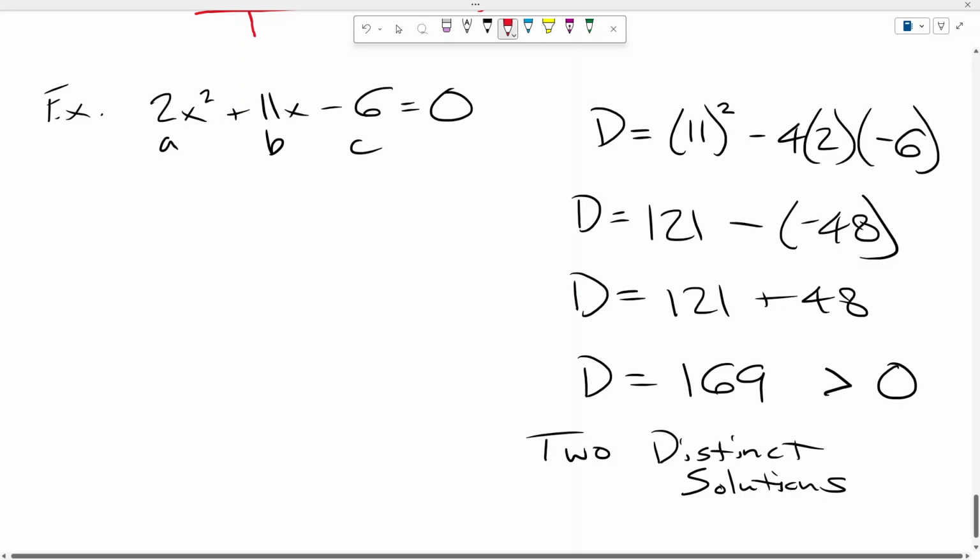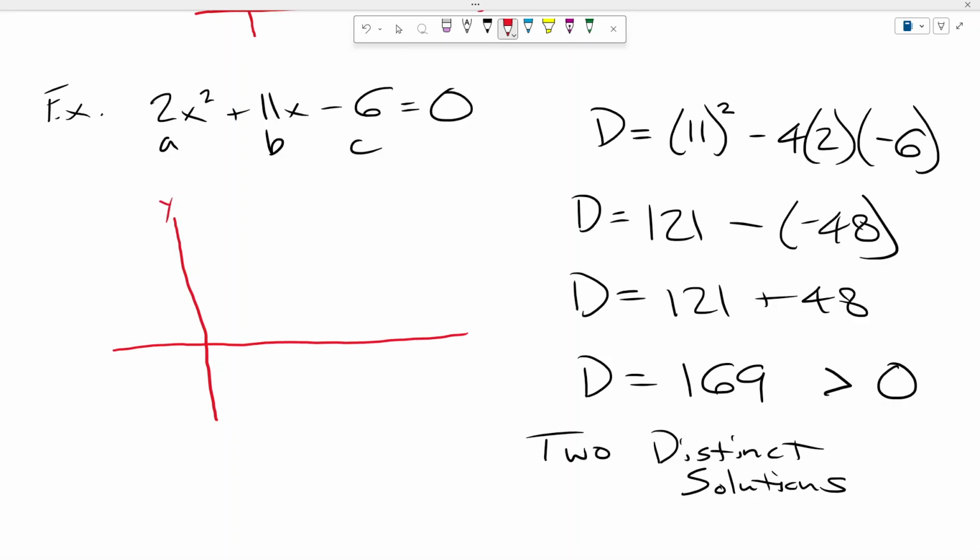And again, if you were to graph this one, it would look something like that, roughly. So we have two spots where it crosses. We have two distinct solutions for what x equals.